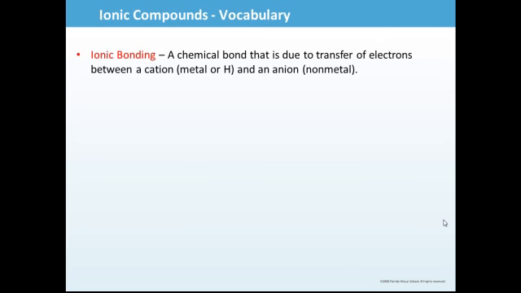Remember what an ionic bond is. It's a chemical bond that forms due to the transfer of electrons between a cation, which is a metal or hydrogen, and an anion.